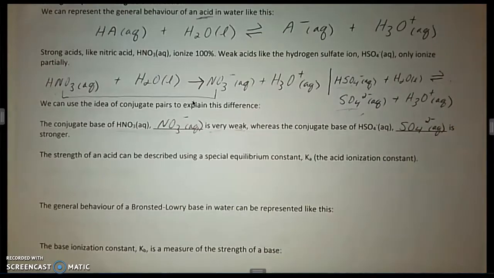And the conjugate base is stronger. There is a measurable rate of the reverse reaction as well as the forwards reaction. Okay, so there's an equilibrium happening here.